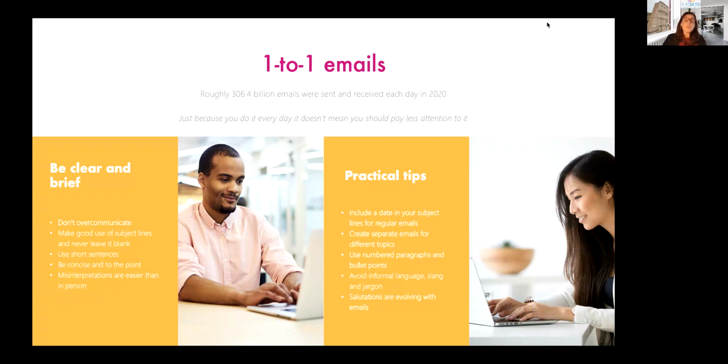Practical tips, very practical. So for example, when it comes to regular emails, if you're sending reports every week to your supervisor or similar things, you can add a date or a number of the report in the subject line. That makes it clear at first sight what's the topic. It's the third report. Then you really need to balance here, but if you want to discuss many different topics in your email, you might want to consider to create separate emails for the different topics.